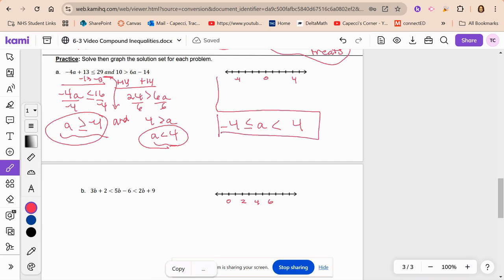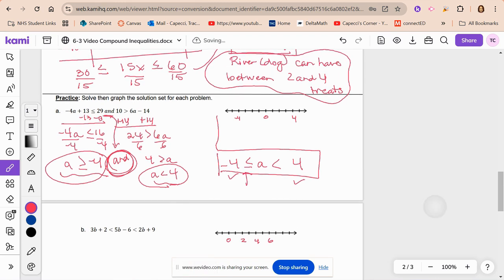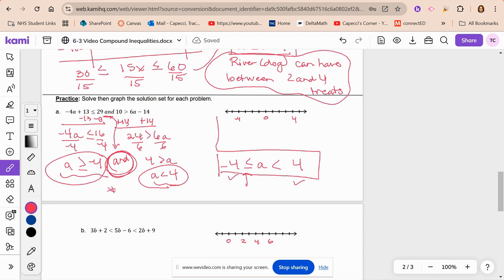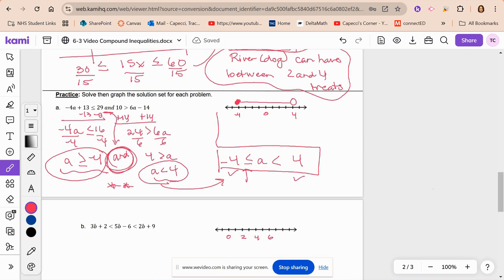So let's just see what happens. Two things are going on. That's why I have an and. So a is between negative 4 and 4. I'm including negative 4, but I'm not including 4. Okay, so basically I took what was written. I made one inequality so that I can graph it. So I have a closed circle over negative 4, an open circle over 4, and the kind of barbell in between. So I'm including all the values.